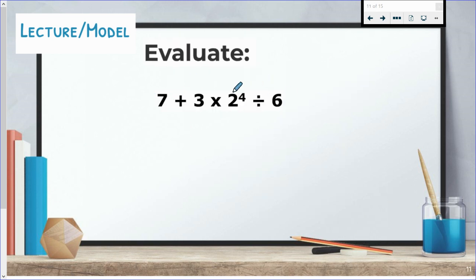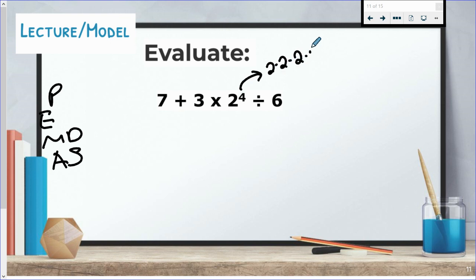7 plus 3 times 2 to the fourth divided by 6. Still going to write my order over here. 2 to the 4th would be 2 times 2 times 2 times 2, which is not 8. That would be adding 2. This 2 times 2 is 4. This 2 times 2 is 4. 4 times 4 makes 16. So this is the same as 16.